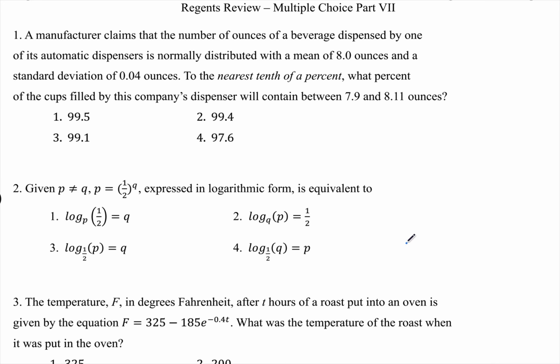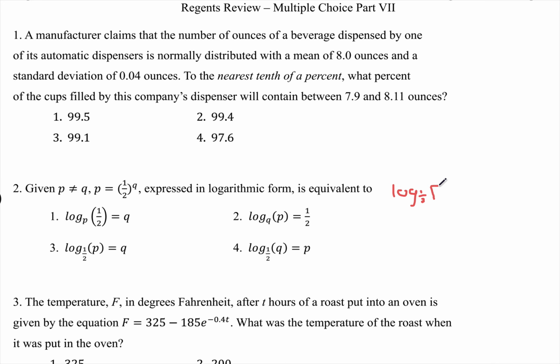Number 2, right? Given that P doesn't equal Q, P equals 1/2 raised to the power of Q, expressed in logarithmic form is equivalent to. This one's just testing one little thing, right? If I look at this, I can make this super simple because I want to try to get the Q by itself, right? And if I want to find the inverse of this, 1/2 to the power of Q, what am I doing to both sides? I'm basically taking the log of base 1/2 of both sides, right?